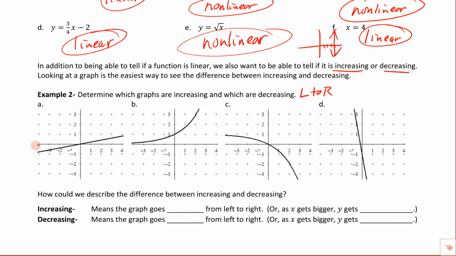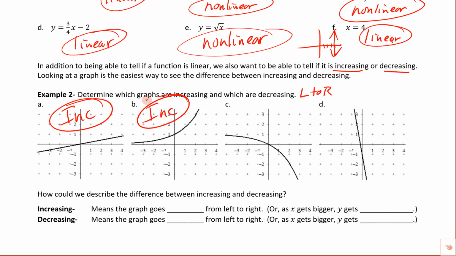So as the x's are getting bigger, notice we start out at -4, then -3, then -2, then -1, and so forth. As we're going from left to right, notice that the y values here would start out a little below the x-axis. They'd hit 0 and then go above. So the y values are getting bigger. This is increasing. Okay? This one right here, as we go from the negative side of the x-axis to the positive side of the x-axis, notice that the y values are getting bigger. They're going up like this. So this one is also increasing.